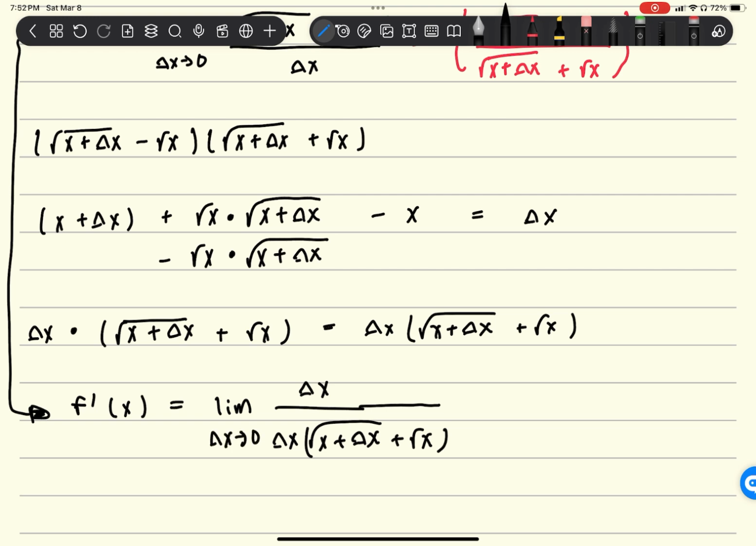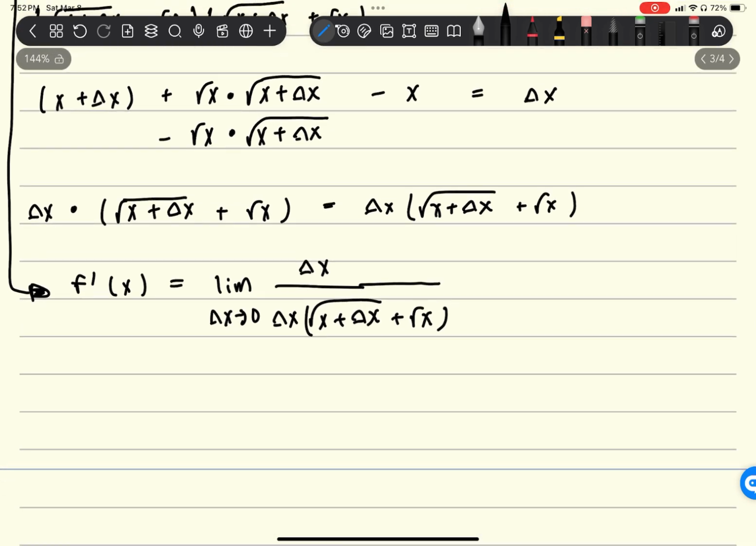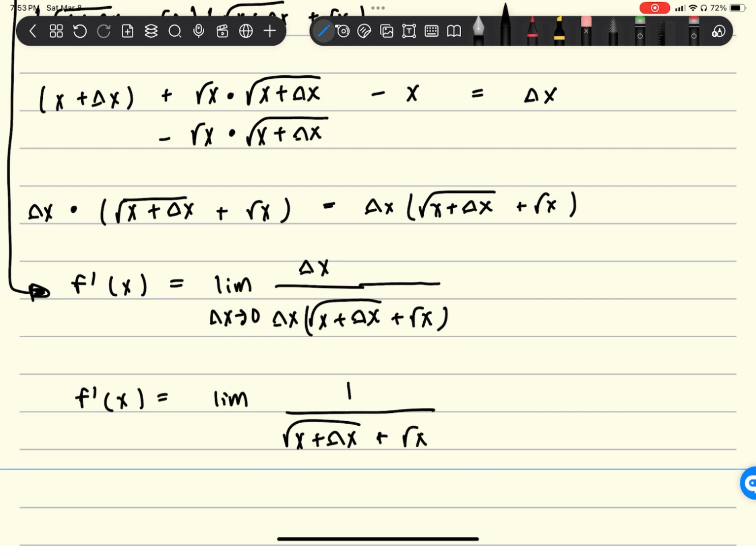Now, what you can notice is that both the numerator and denominator have a delta x term in it. Right? So since it appears both in the numerator and denominator, you can just go ahead and cancel them out. And we get that the derivative of f of x is equal to the limit of 1 divided by the root of x plus delta x, plus this root of x. And the limit as delta x approaches 0.